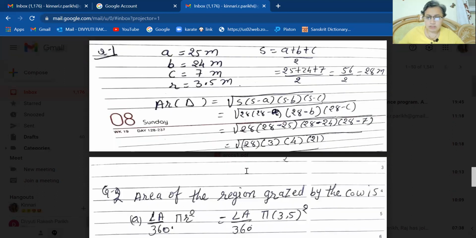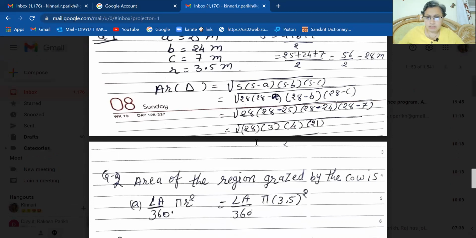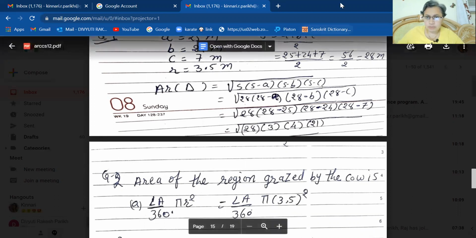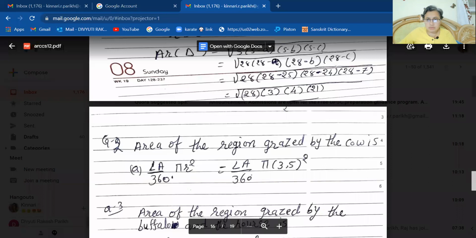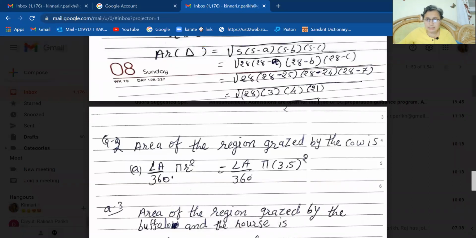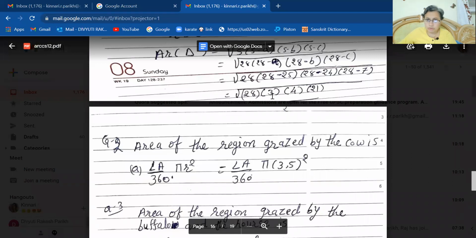Then you will get the answer here, 28 into 3 into 4 into 21. Here I have not given you the next calculation, because that calculation you can do orally only.